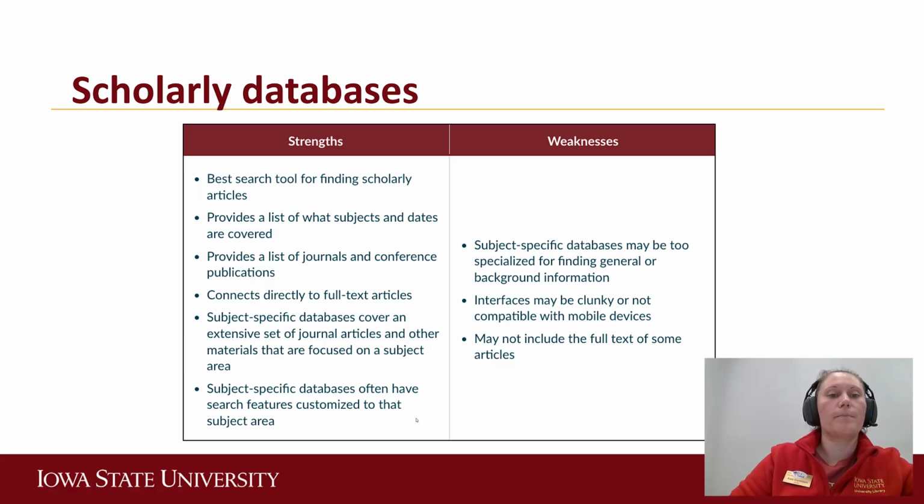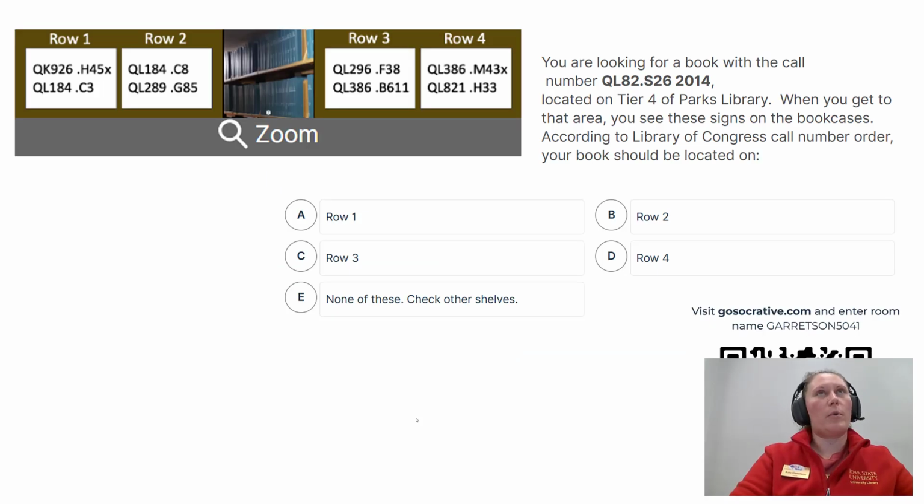Keeping with our library resources, we did try and teach you how to use the Library of Congress call number system. So here we have you looking for a book in our collection. It's in Parks Library and it's in Tier 4. So if these are the rows that you're presented with on these two bookshelves, where is your book going to be with this bolded call number? Which range is it going to fall under here?